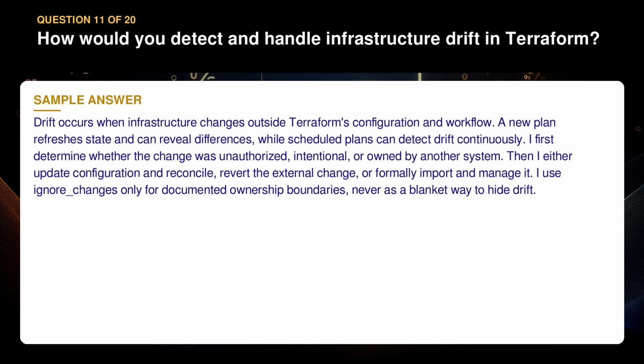Drift occurs when infrastructure changes outside Terraform's configuration and workflow. A new plan refreshes state and can reveal differences, while scheduled plans can detect drift continuously. I first determine whether the change was unauthorized, intentional, or owned by another system. Then I either update configuration and reconcile, revert the external change, or formally import and manage it. I use ignore_changes only for documented ownership boundaries, never as a blanket way to hide drift.